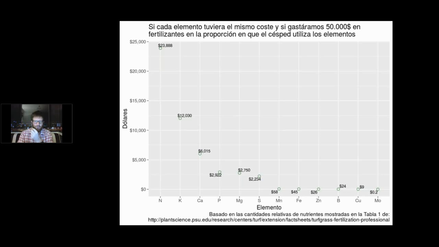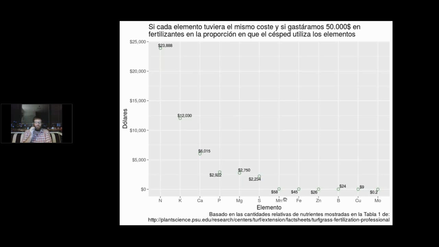And you get down to the micronutrients, manganese is $58. And that's the most expensive one. All the other micronutrients, they're all less than $60. So here's my thinking about micronutrients. Of course, every element's important. They're all important. We don't want deficiencies in any of them.